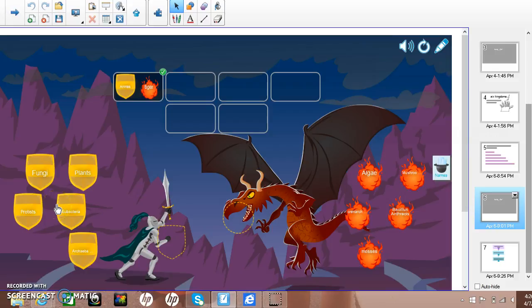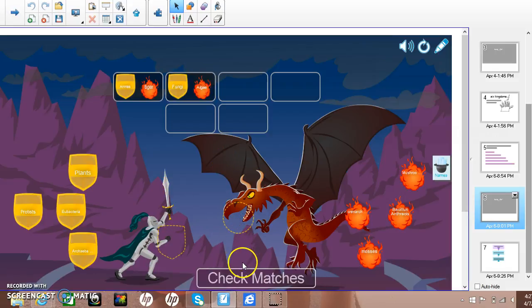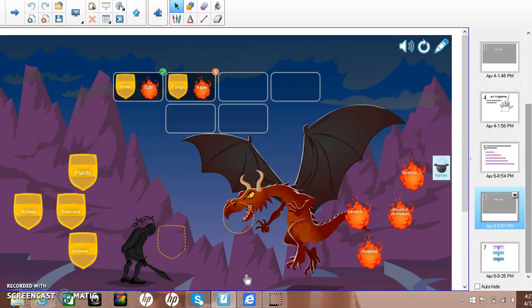Okay, I'll have the fungi. And I'll take the algae. Did you know that you can find algae in the pool? Oh, that little green stuff that we found on the side. Yep. And we'll check it. Oh no. We'll keep going though. Okay.